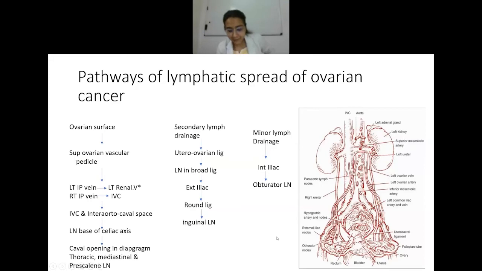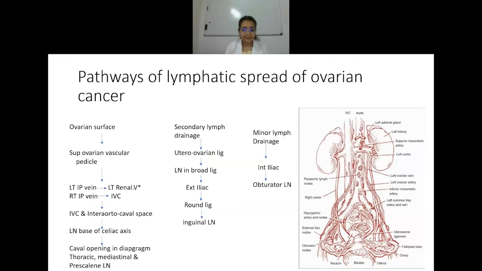When we look at all FIGO stages of ovarian cancer after systematic lymph node dissection, approximately 44 to 53% of the cases have lymph node involvement. Stage-wise, in FIGO stage 1, the para-aortic lymph node involvement is 18%, whereas pelvic lymph node involvement is seen in 9% of the cases. If we go to stage 4, the involvement of para-aortic lymph nodes is 66% and that of pelvic is 33%. The pathways of lymphatic spread are shown in this figure.